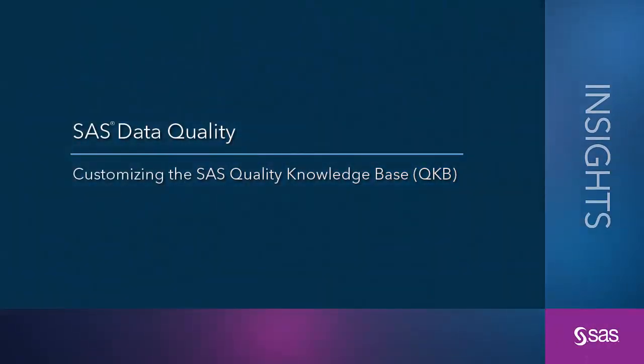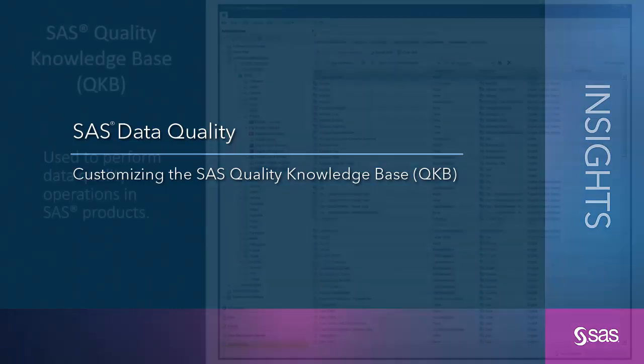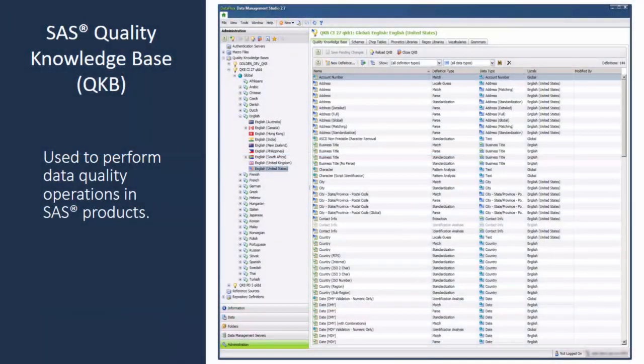During this Technical Insights and Expertise Series video, I will demonstrate the capability of customizing the SAS Quality Knowledge Base. The SAS Quality Knowledge Base, commonly referred to as the QKB, is a set of files containing proprietary rules, expressions, and reference data that are combined to analyze and transform text data in various SAS products, such as SAS Data Integration Studio, DataFlux Data Management Studio, SAS Event Stream Processing, and SAS Data Preparation.